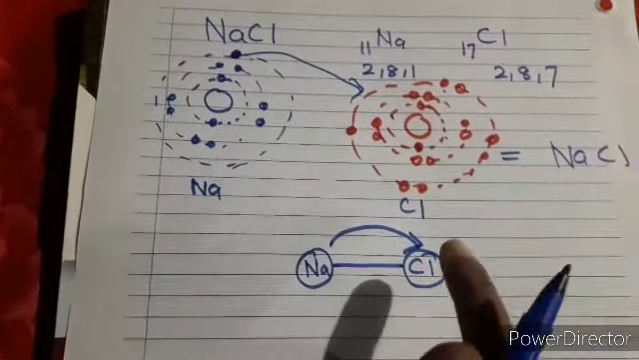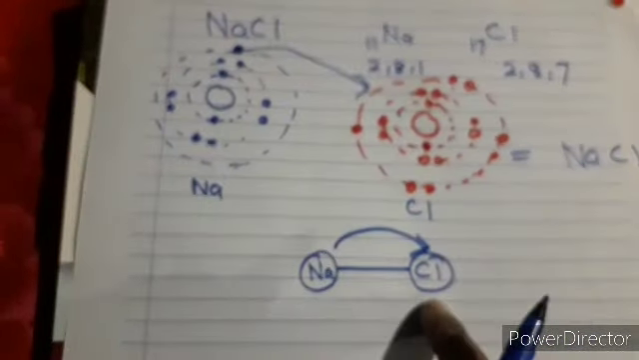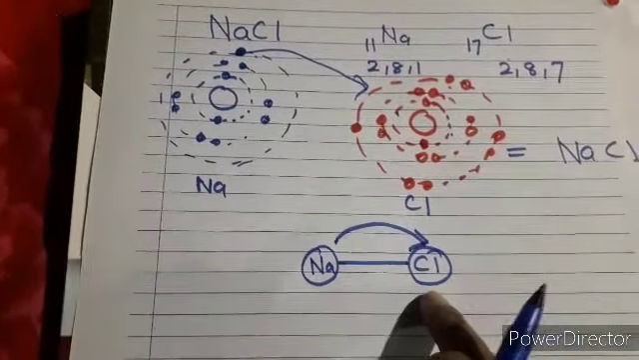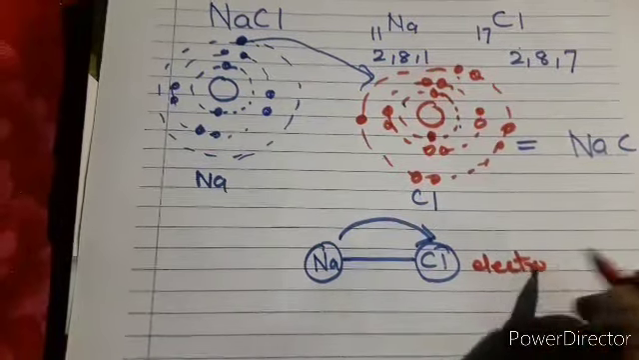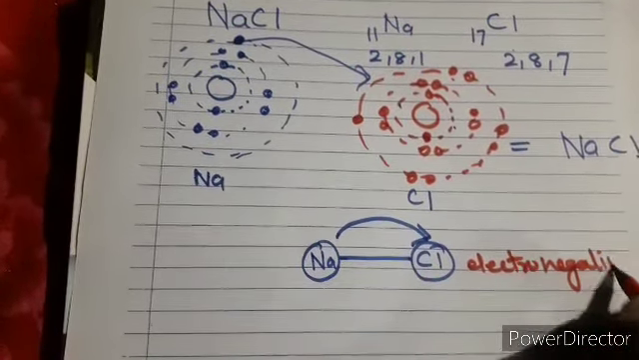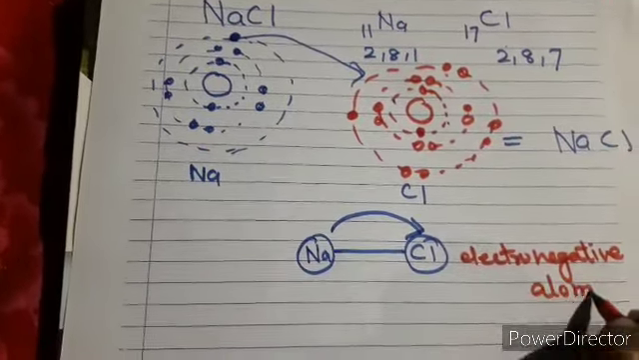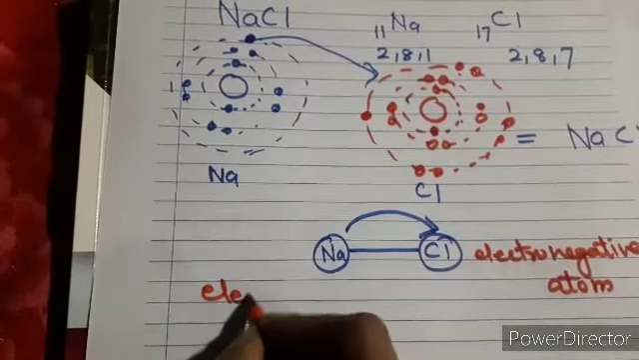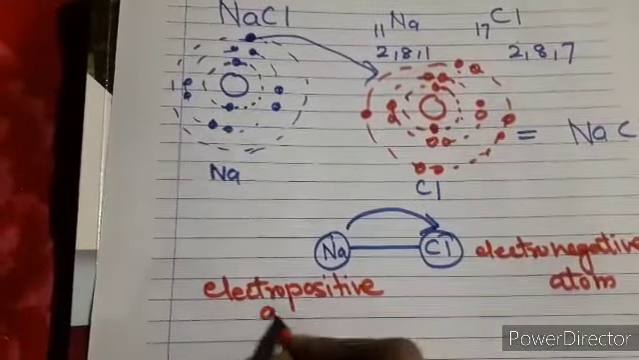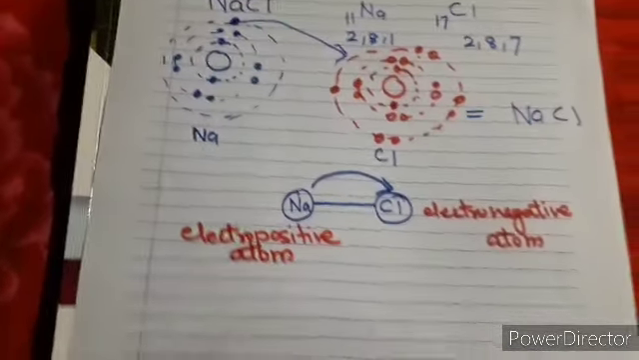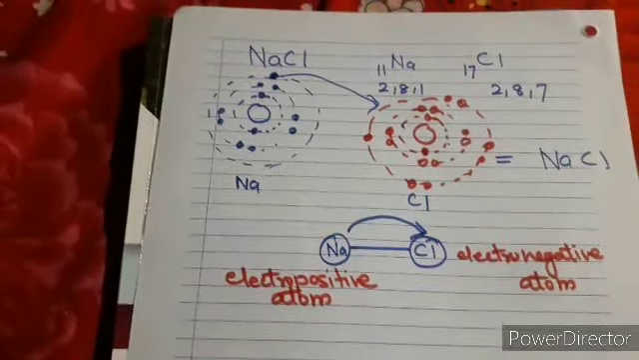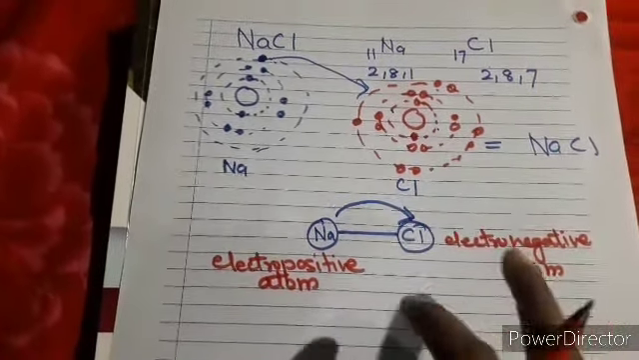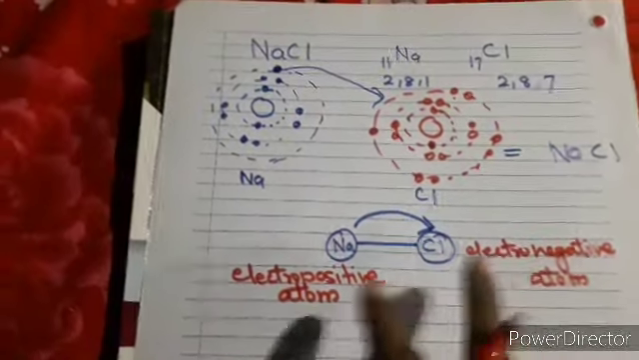So this is the particular atom which has been attracting the electron. It means if it is attracting the electron, it is what? Electronegative atom. And this one is electropositive atom, right? So this way we can understand the concept, that electronegativity is the tendency of an atom to attract the electron toward itself when they combine together to form a compound. So over here they are combining.